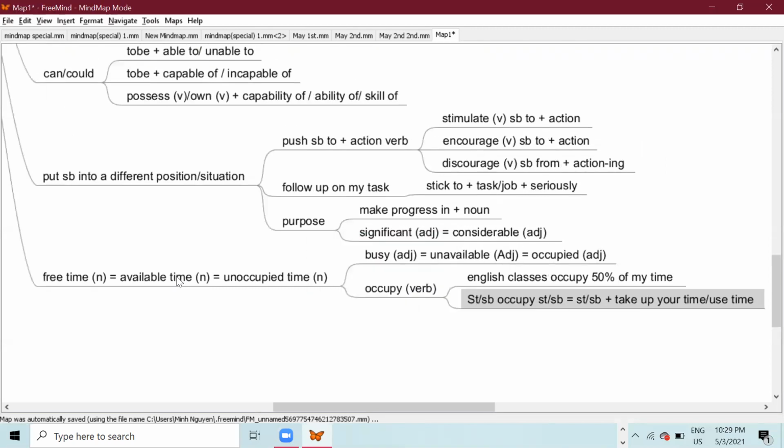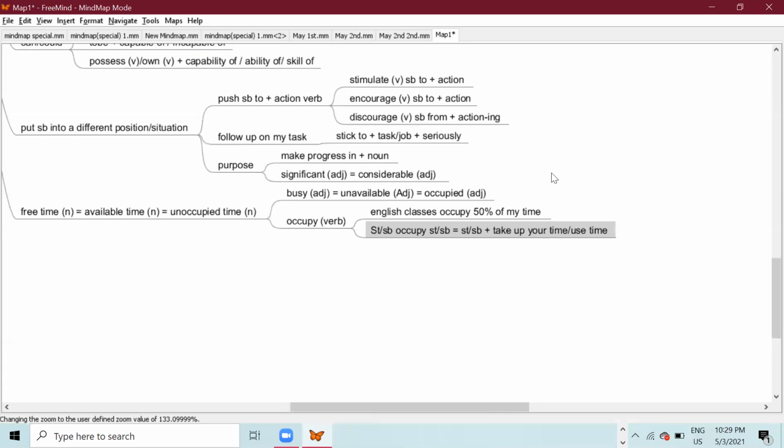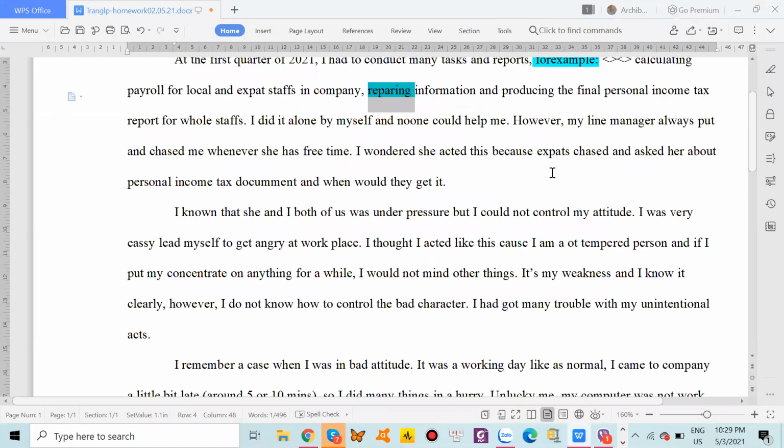So this is the way that we use when we try to say that English takes up lots of my time, or my work takes up lots of my time, so that I cannot rearrange to get any time for my family, for example. So this is the way.